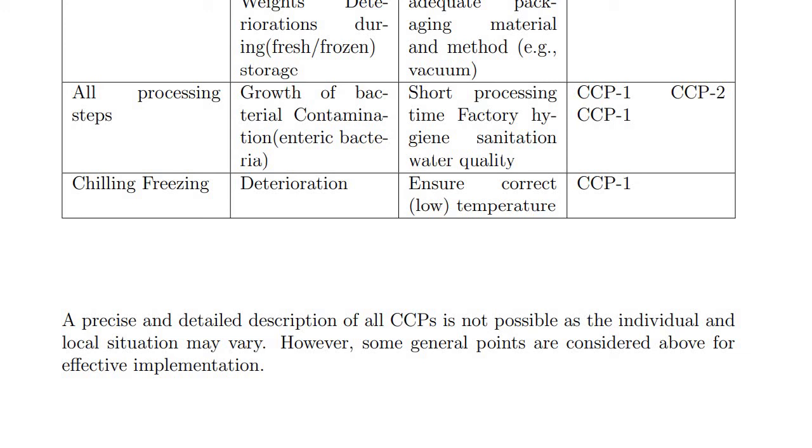Next, the processes and detailed descriptions of all CCPs, on the previous level of the table, we will ensure. So, the total detailed description of the critical control points for a fresh processing unit and its maintenance. CCPs are not uniform, as they depend on the individual local situations.